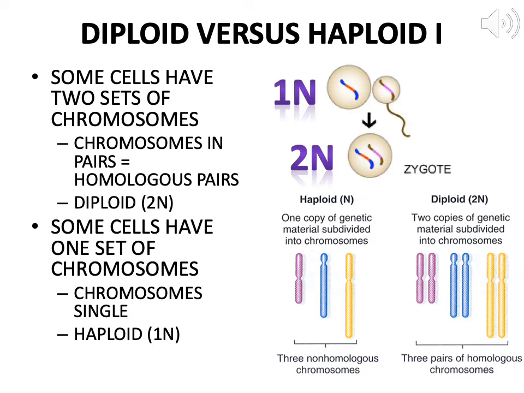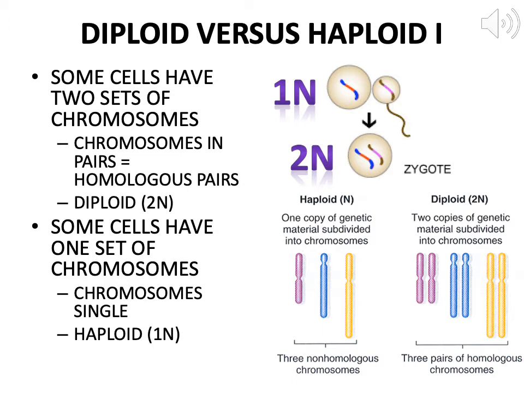Some cells have two sets of chromosomes. For example, you and I, our individual body cells, have chromosomes arranged in pairs. Those pairs are called homologous pairs. You will see in the illustration at right a cell designated 2N, which indicates that cell has two sets of chromosomes. The chromosomes that are illustrated there are equivalent. There's two of them. You have inherited one from your mom and one from your dad.